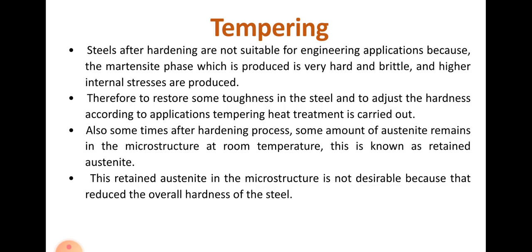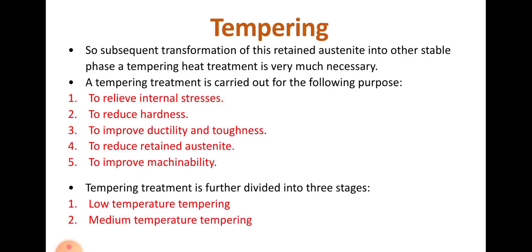Then the last is tempering. Generally tempering is done immediately after hardening, because after hardening the material is hard and strong but brittle. So to reduce that brittleness, we heat the steel again and cool it with the help of air. That is what happens in tempering, so it reduces the brittleness of the material. The main purposes of tempering are to relieve internal stresses, to reduce hardness, to improve ductility and toughness, to reduce retained austenite, and to improve machinability.